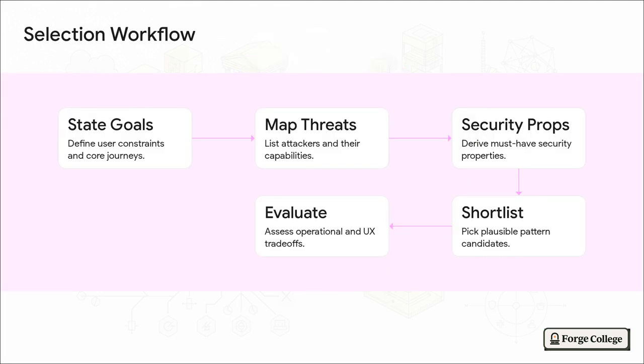Well, you do it by following this reproducible 5-step workflow. First, explicitly state the user goals and constraints. Are they making gaming microtransactions? Or are they securing a $50 million treasury? Second, map out the threat actors. Third, identify the required security properties based on those threats. Fourth, shortlist the plausible patterns from that taxonomy matrix we looked at earlier. And fifth, evaluate the operational trade-offs.